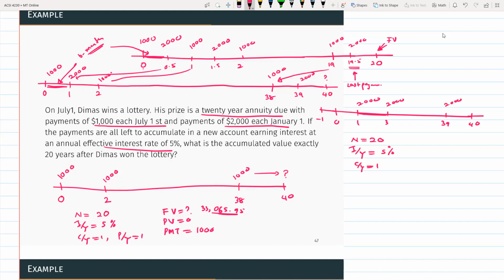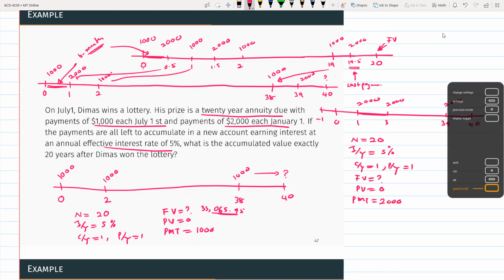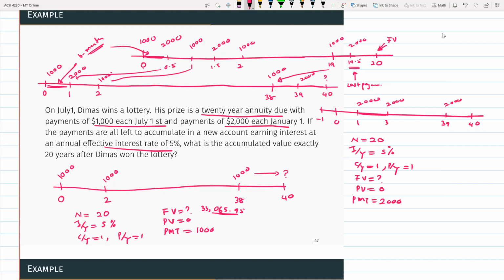Compounding per year is 1. Payment per year is 1. Future value is what we want. Present value is 0. Payments are 2,000. But we need to check where the future value is calculated.